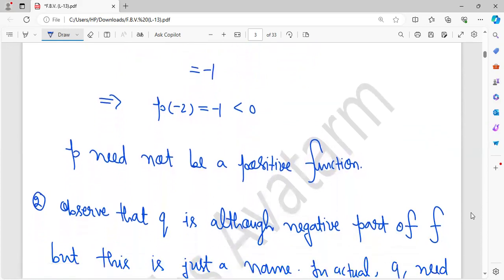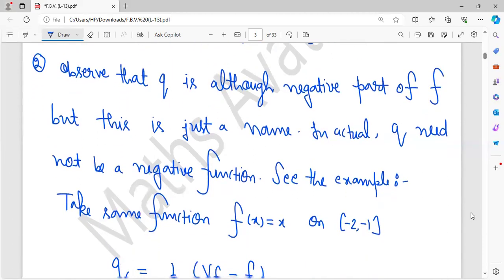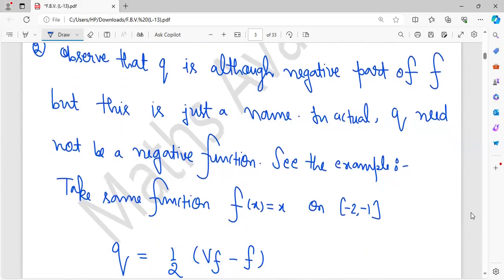Now observe that Q, although the negative part of F, is just a name. In actual, Q need not be a negative function. See the example. Same example I am taking: f(x) = x on the closed interval [-2, 1]. Q is equal to 1/2 (Bf - F).